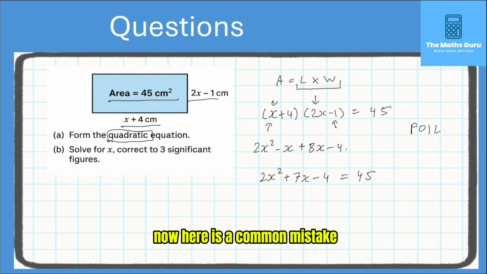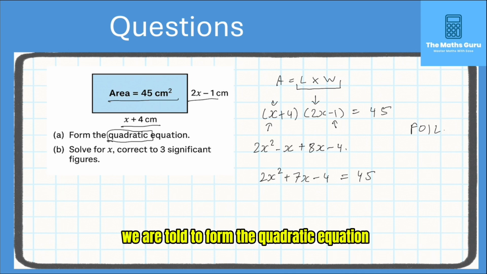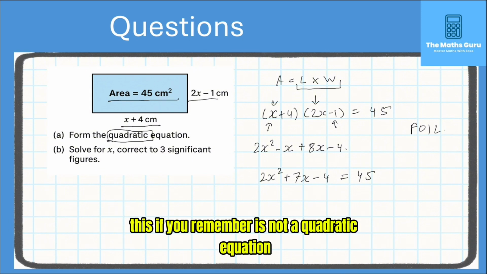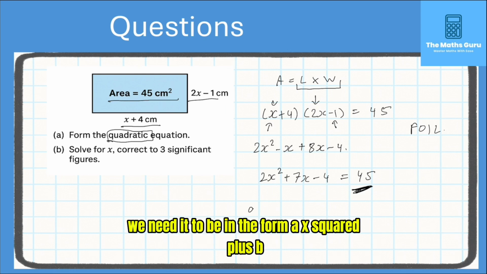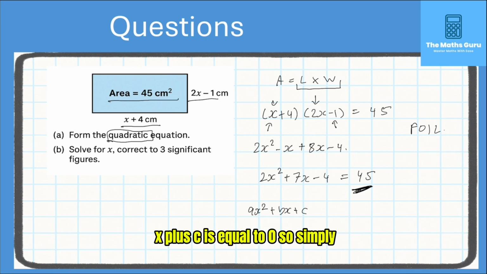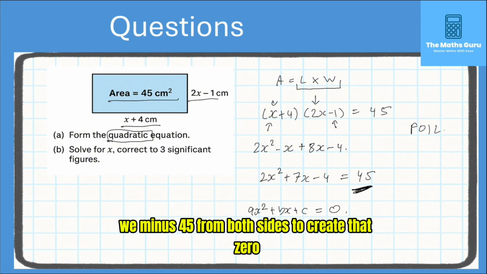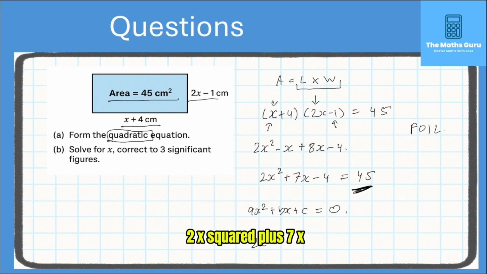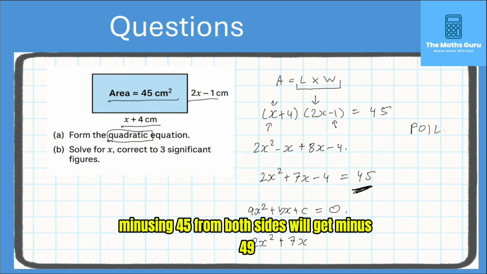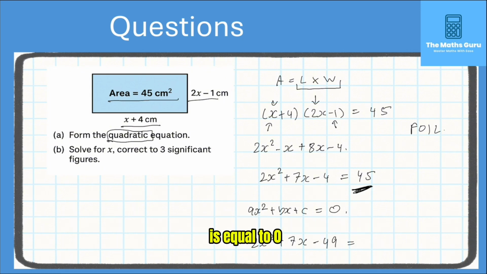Now, here is a common mistake that loads of people will make in the exam. We are told to form the quadratic equation. This, if you remember, is not a quadratic equation because of this 45. We need it to be in the form ax squared plus bx plus c is equal to 0. So simply, we minus 45 from both sides to create that 0. Therefore, our expression will look something like this. 2x squared plus 7x, minusing 45 from both sides will get minus 49 is equal to 0.